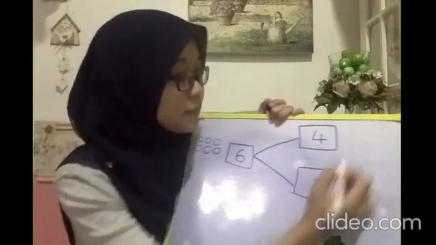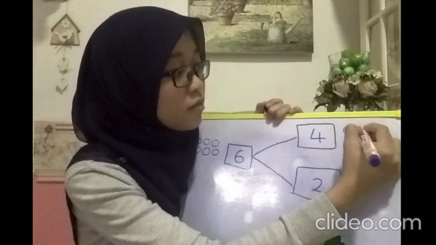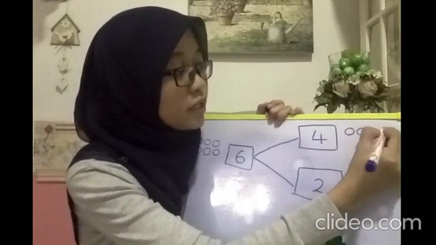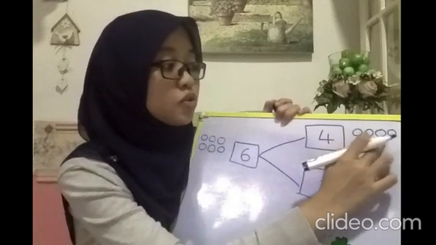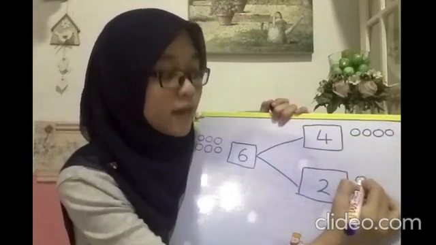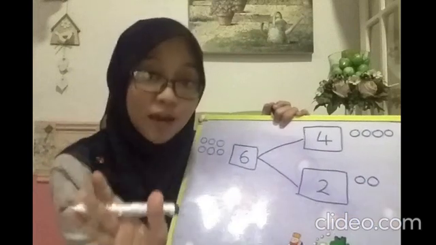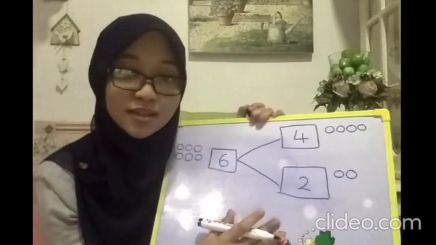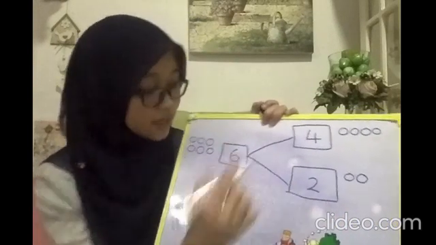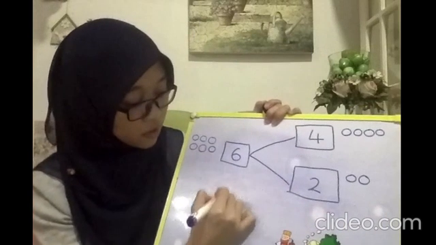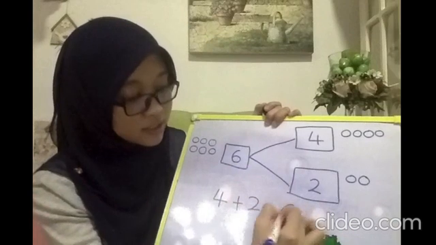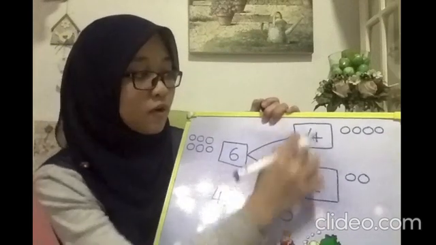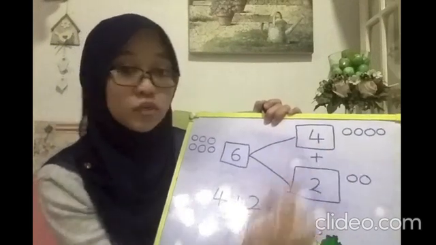Okay, so here, let's say we have 4. 1, 2, 3, 4. How many do we get 6? 1, 2, 3, 4, 5, 6, and stop. Do you still remember we did this weeks ago? Yes, do you still remember? So this means 4 plus 2 equals 6. Okay, 4 plus 2 equals 6.